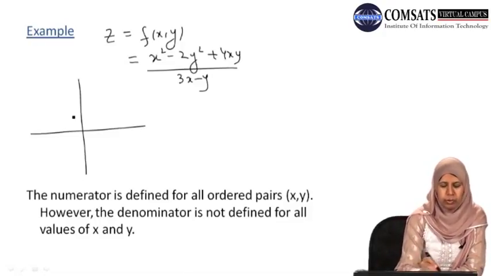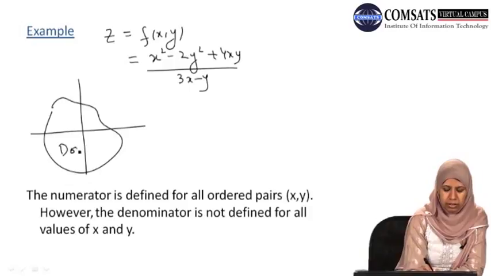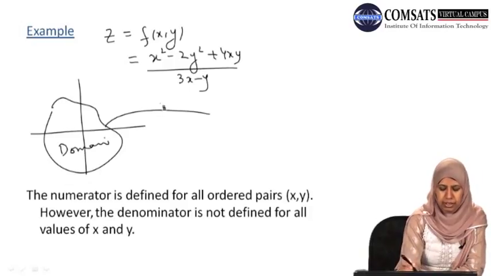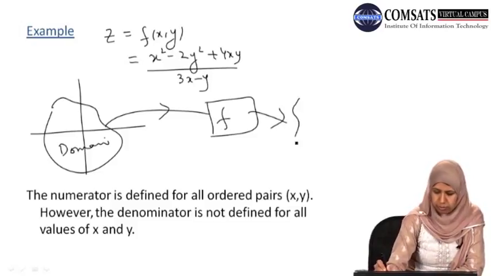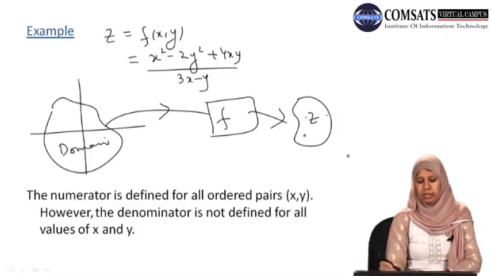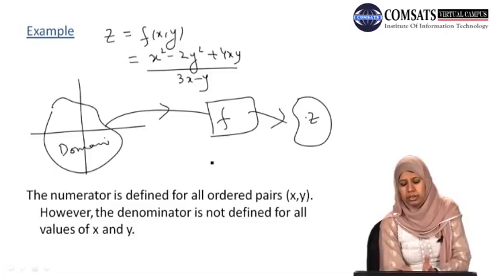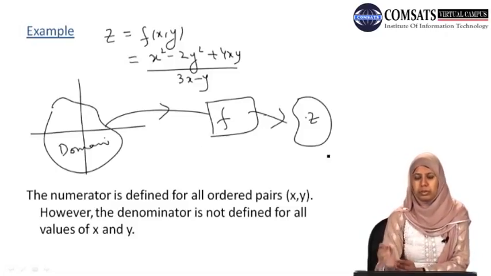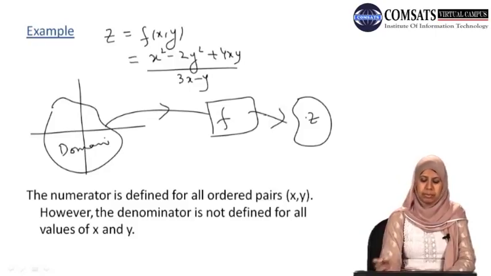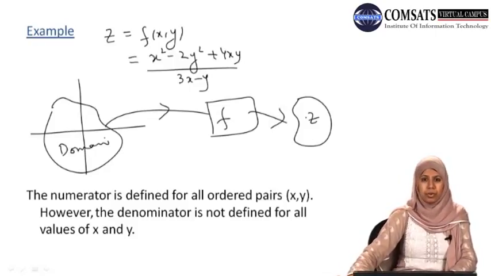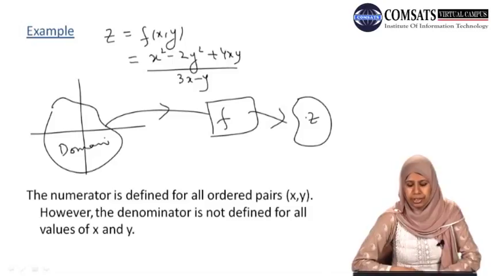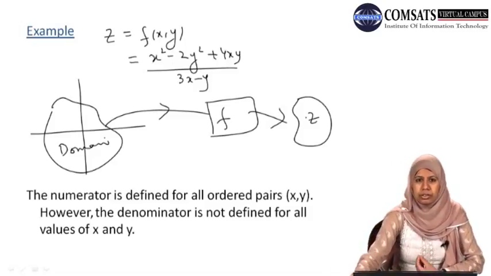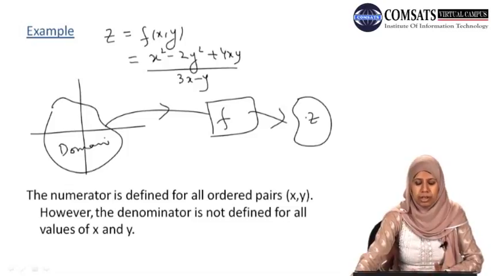What do we mean here? We have our coordinates x, y, and this is our domain. We are assigning to this set of domains our rule f, and we are getting our output z. That is, from 2 dimensions, after applying our rule f, we are going to 1 dimension. Let's come back to the point that the denominator is not defined for all values of x, y. Clearly, if we want to find the domain of this bivariate function, we have to find the values for which the denominator is not defined.